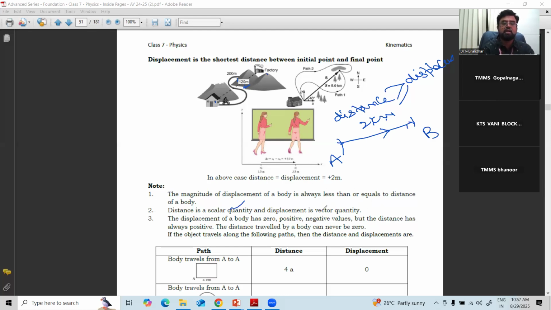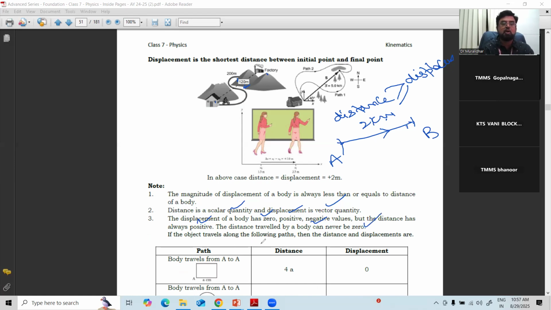Distance is a scalar quantity, displacement is a vector quantity. The displacement of the body can be zero, positive, or negative, but distance is always positive. Why is distance always positive? Because it does not have direction. It is a scalar quantity. The distance traveled by a body can never be zero also.